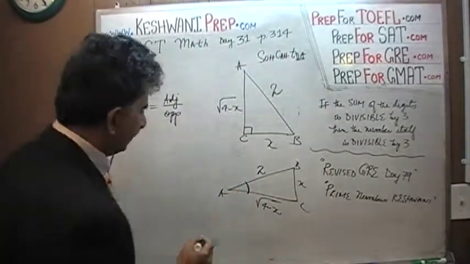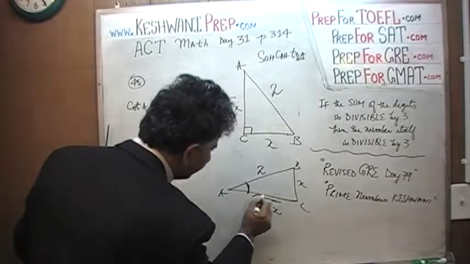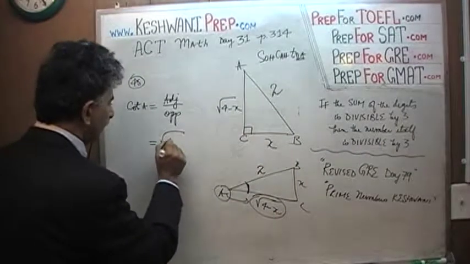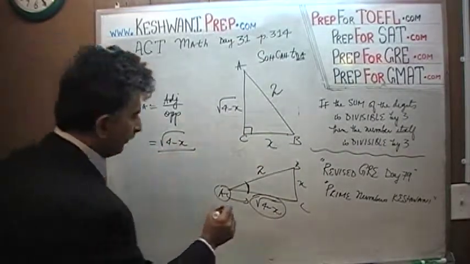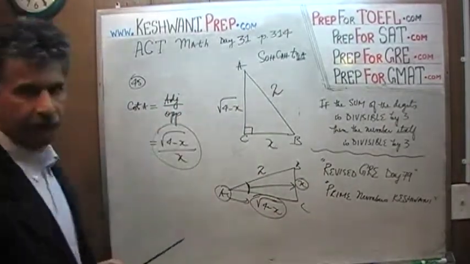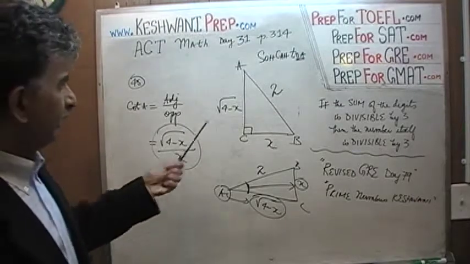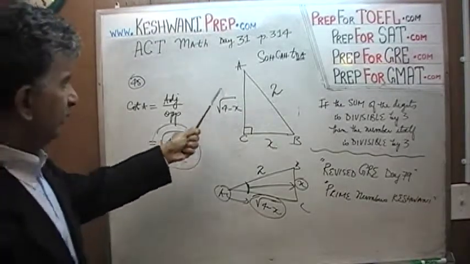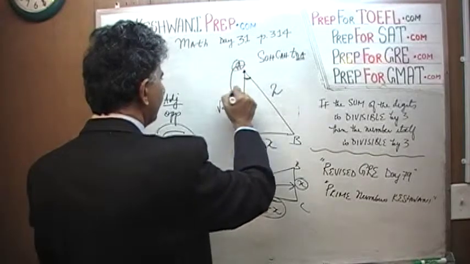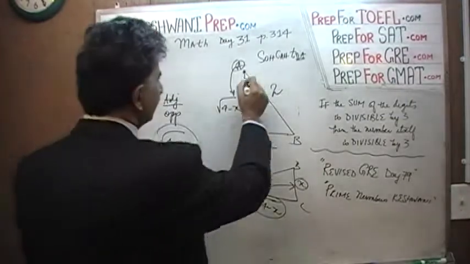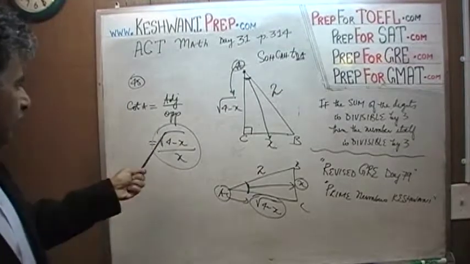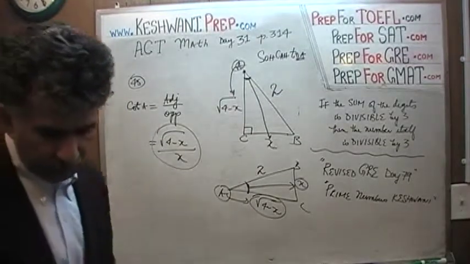The adjacent side to angle A here is this side right here. This is our adjacent side, which is root of 4 minus x. And then opposite to angle A is this side, which is x. That's it. We would have gotten the same answer had we drawn our triangle in this way, in which case here is our point A, this is the angle we are interested in, the adjacent side is this guy right here, and the opposite side is this guy right here, x. So it's root of 4 minus x over x, which is answer choice E.